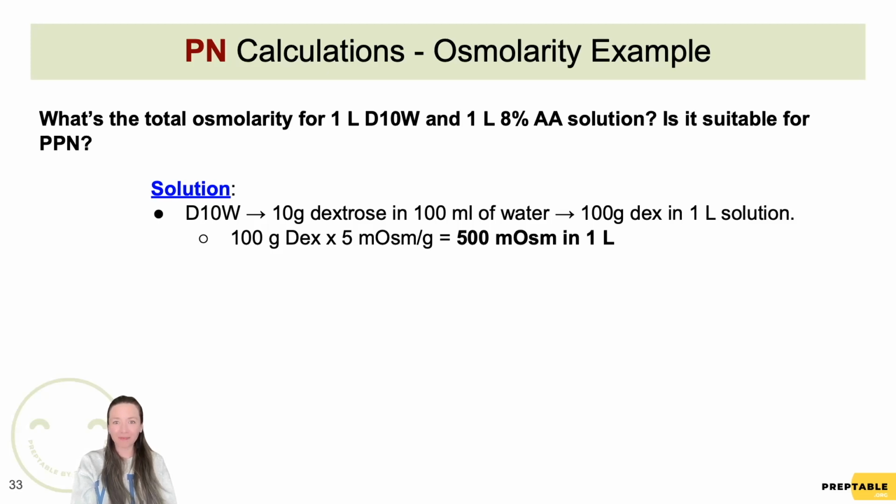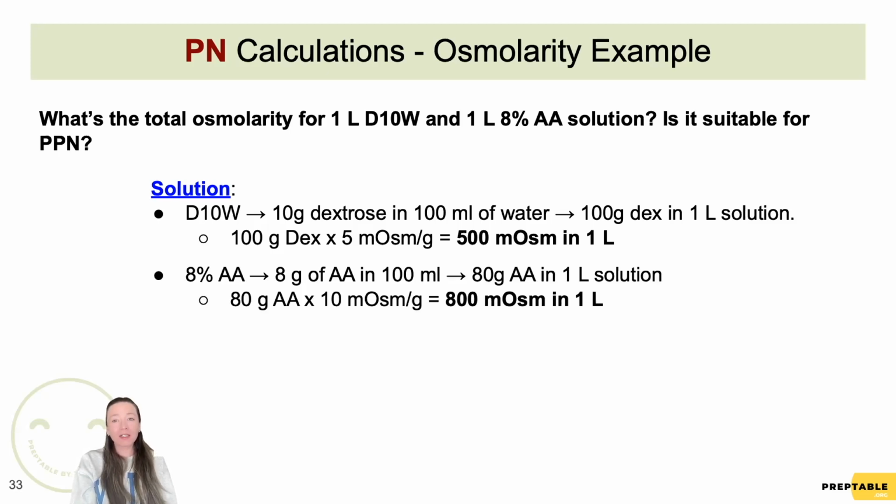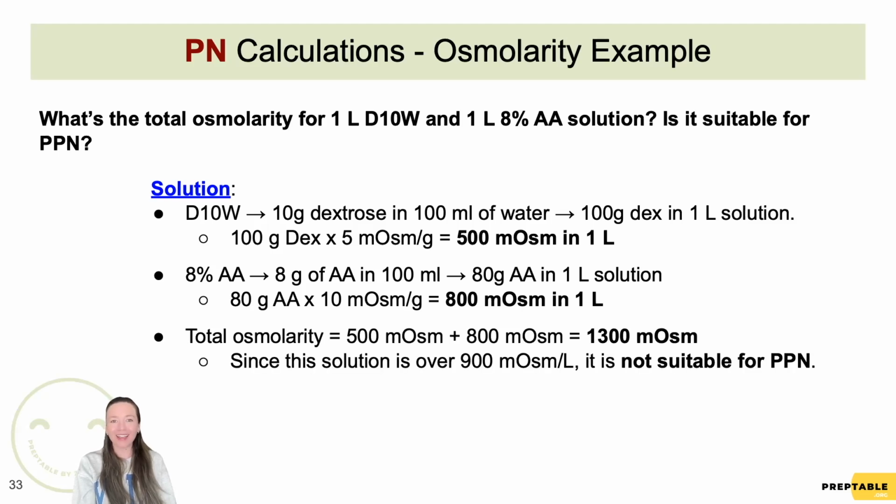of D10W. Now, for the 8% amino acid solution, that's the same thing as saying we have 8 grams of amino acids in 100 milliliters, and that translates, same thing, to 80 grams of amino acids in 1 liter of solution. We then multiply 80 grams of amino acids by 10 milliosmoles per gram, and we get 800 milliosmoles in 1 liter of 8% amino acid solution. Adding these up, we get a total osmolarity of 1,300 milliosmoles per liter.